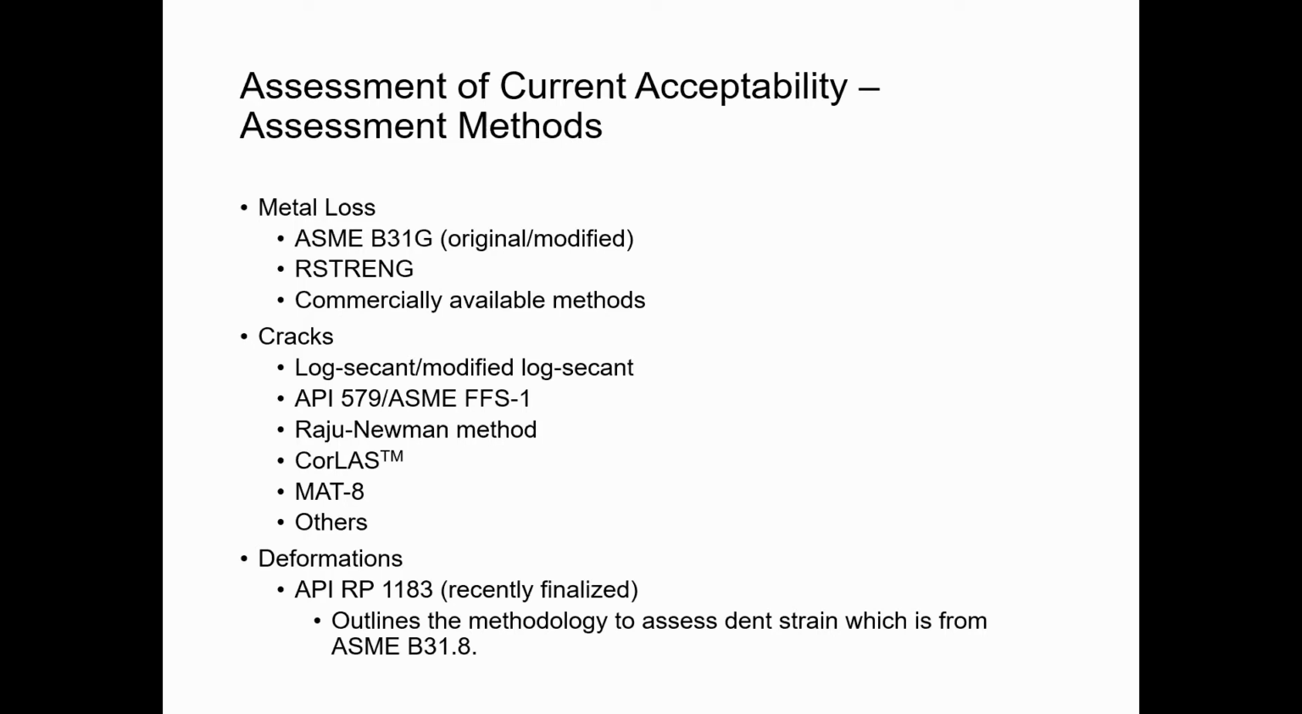decision on that. For cracks, again, there's a number of different approaches. The log secant, modified log secant, is kind of the original one, and a lot of them have been built off that. API 579 deals with FAD diagrams, and then there's a couple of other ones that have been developed by other individuals, consulting firms. And again, there's information out there on the advantages and limitations of the different approaches. So again, one is free to choose which one they want to use.